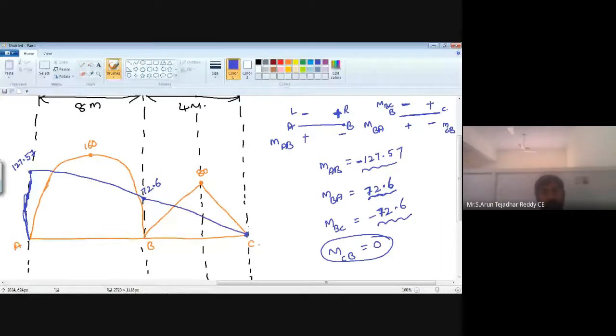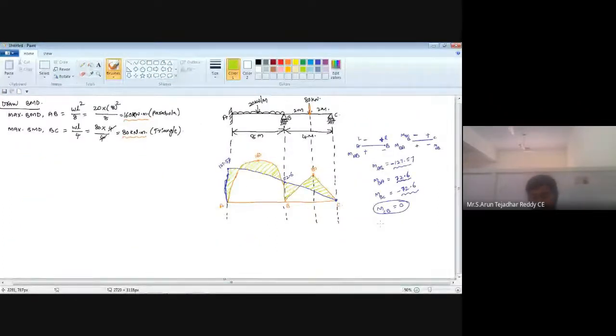This is your final bending moment diagram.